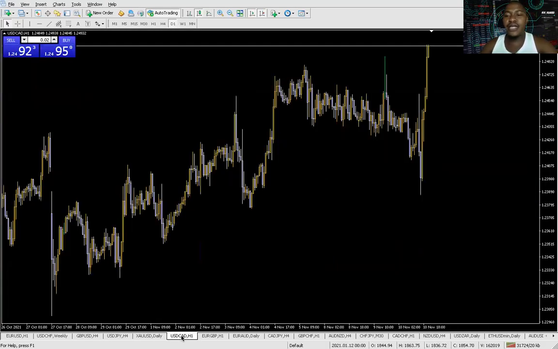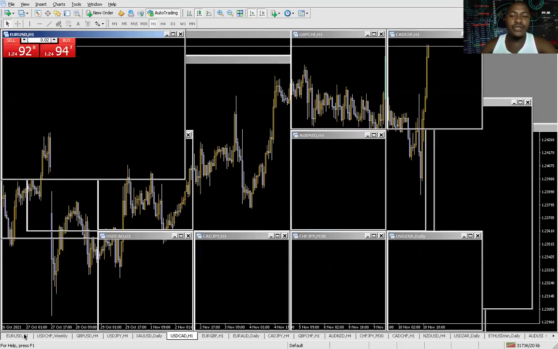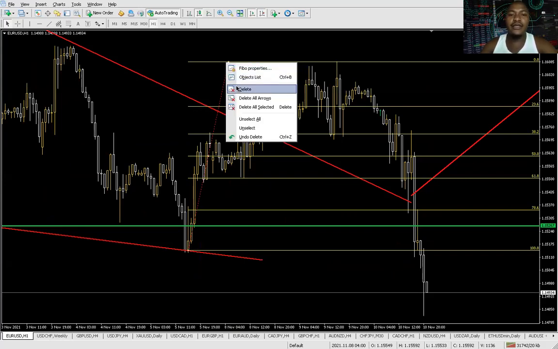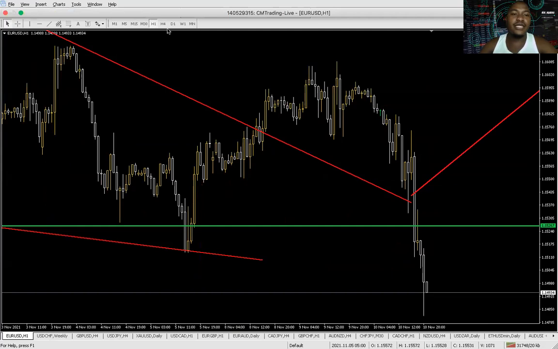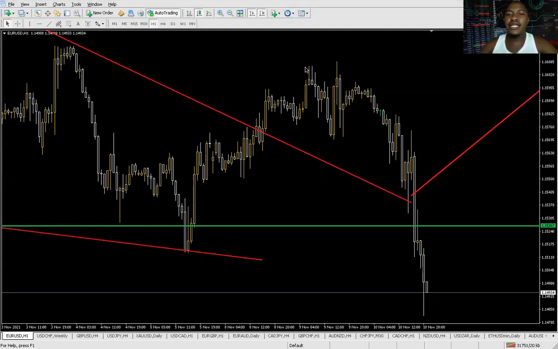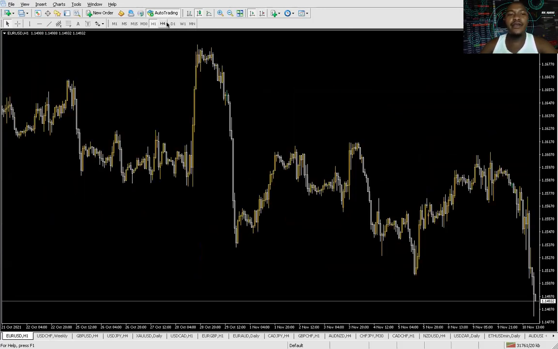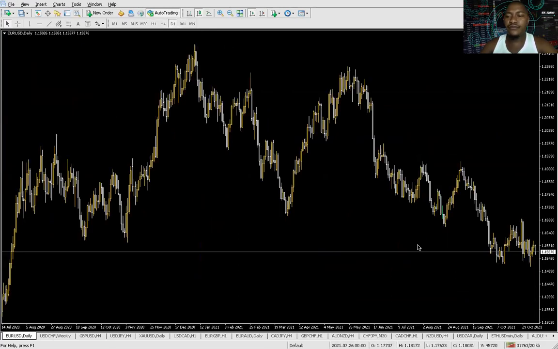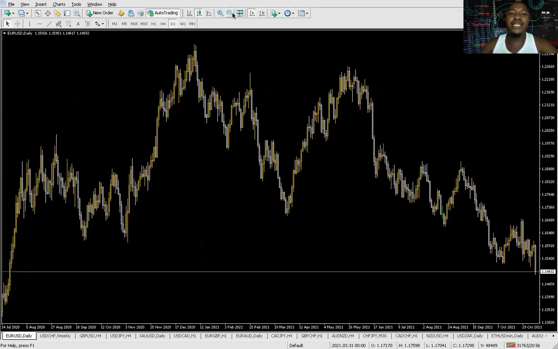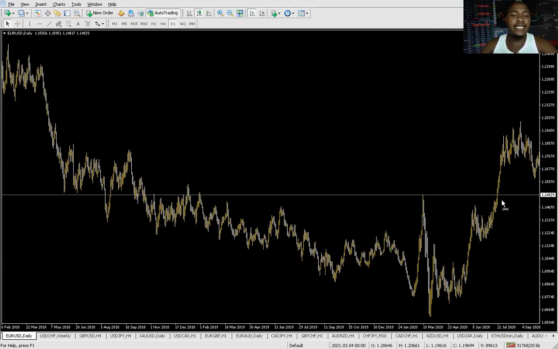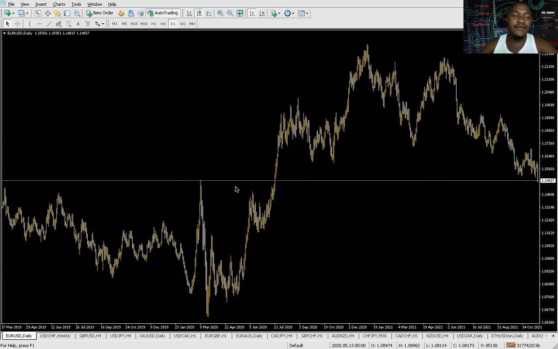Okay, I'm going to take one setup for an example, Euro USD. So let's do this. Let's choose a clean chart. Now we have a beautiful chart here, which is the Euro USD chart. It's a clean chart on the daily time frame.